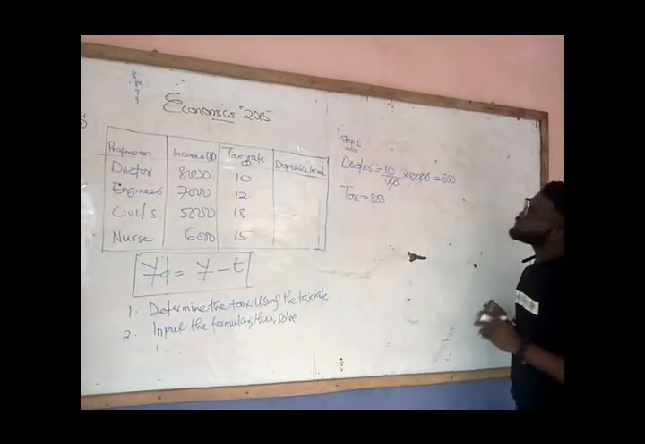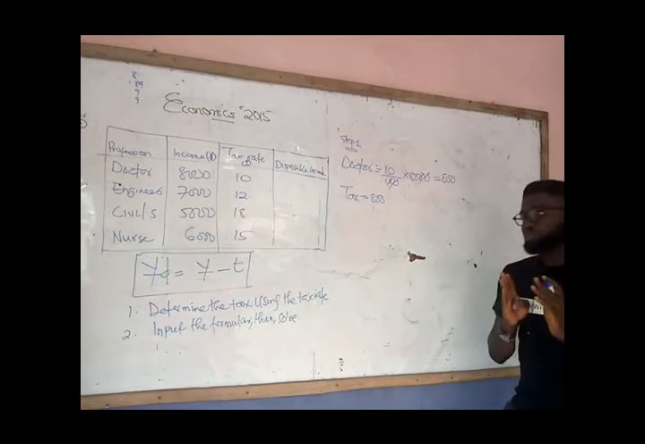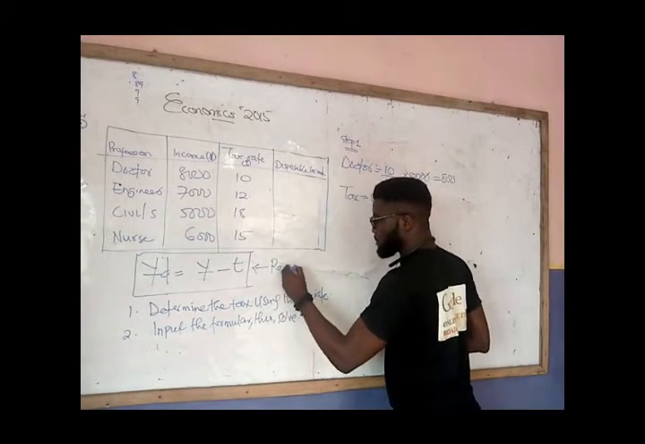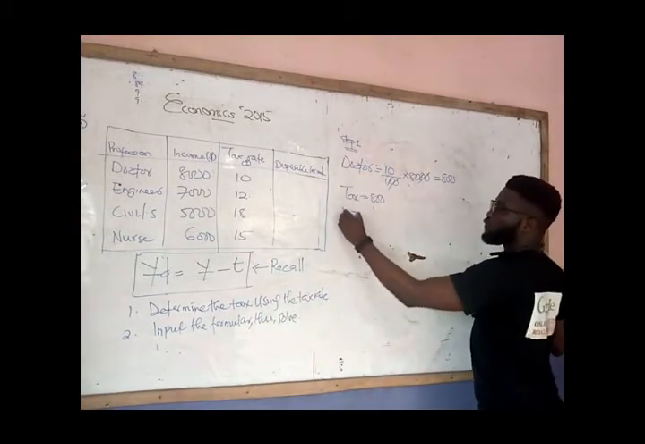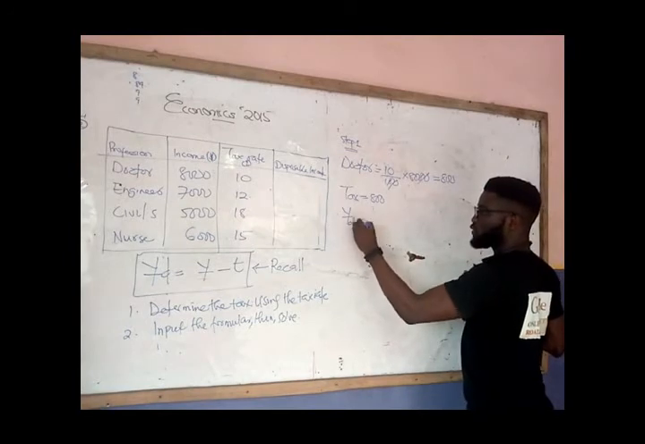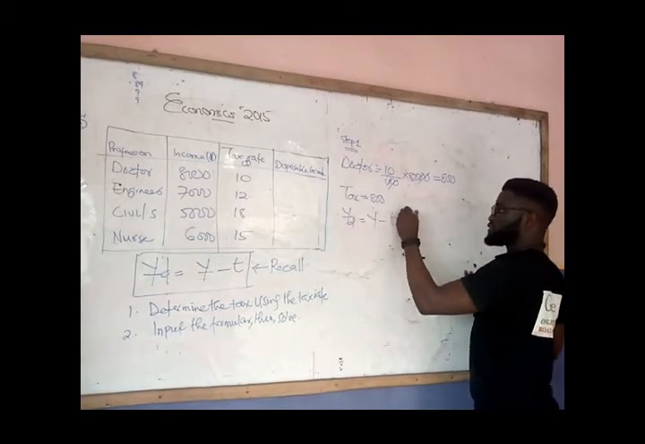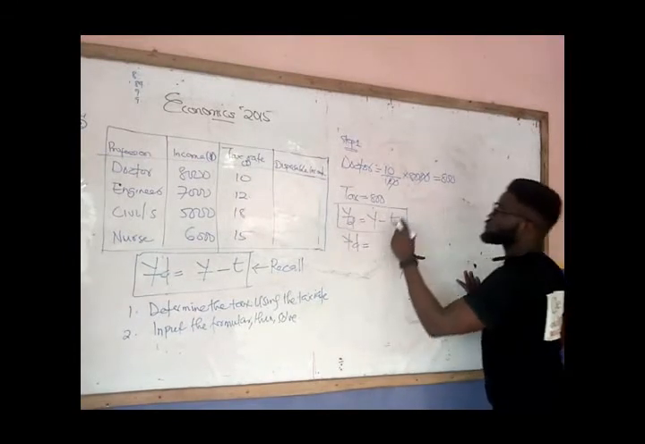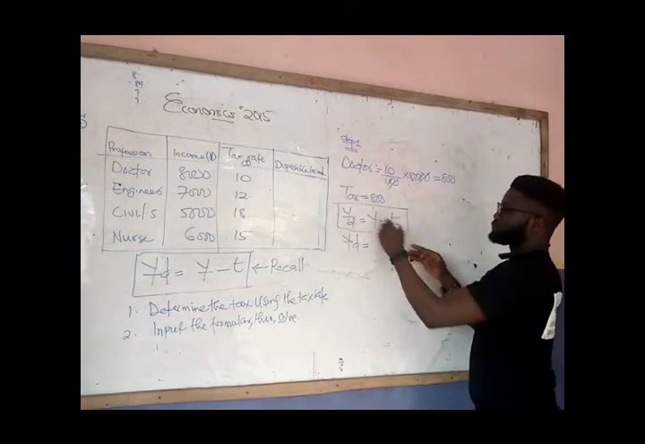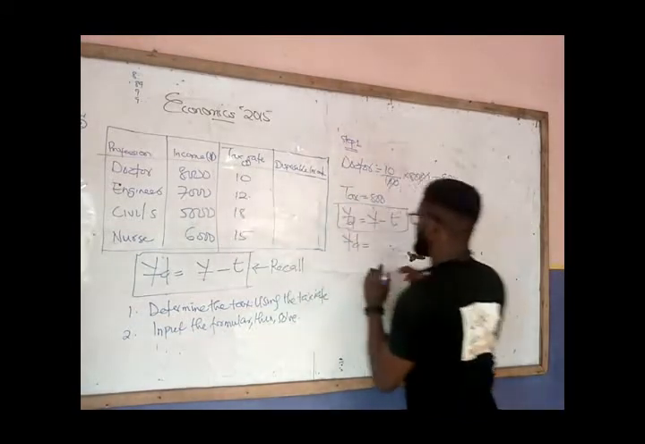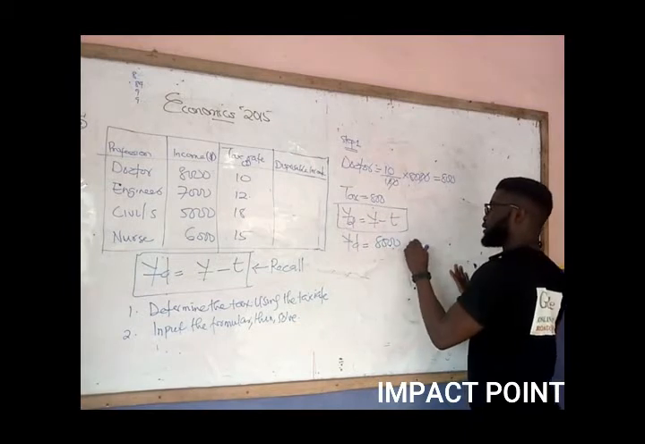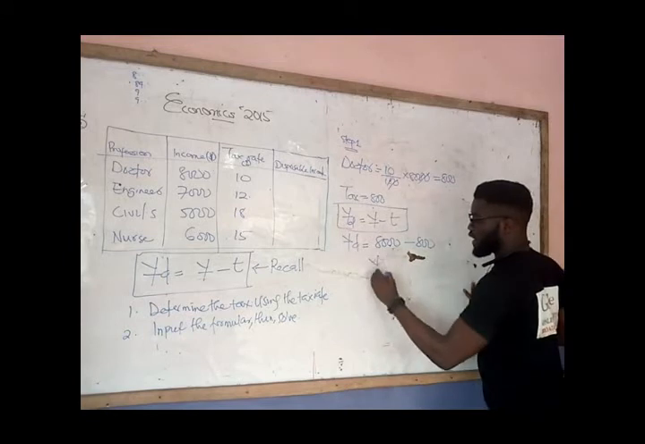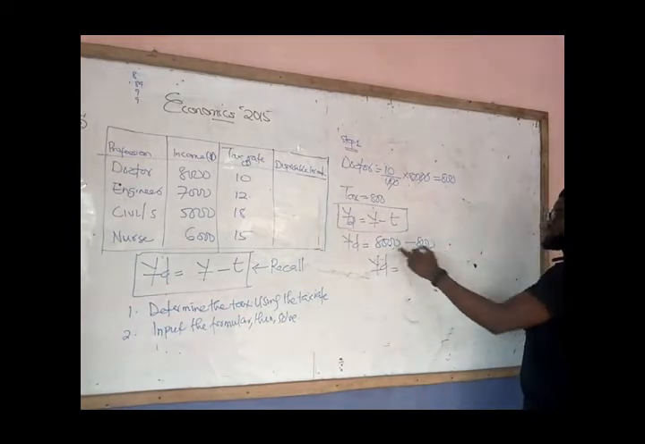So how do we compute the doctor's disposable income? It is simple. Don't forget, recall this formula. So now YD equals Y minus T. So now, what's our income? Our doctor's income is 8,000. Then minus 800. Therefore, our disposable income equals what? So this one is what?